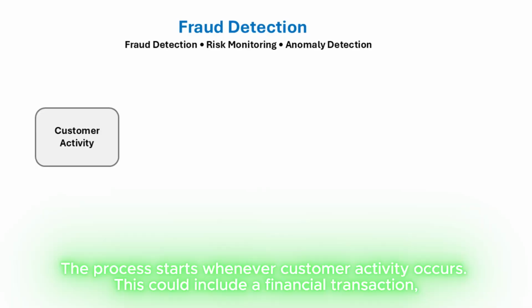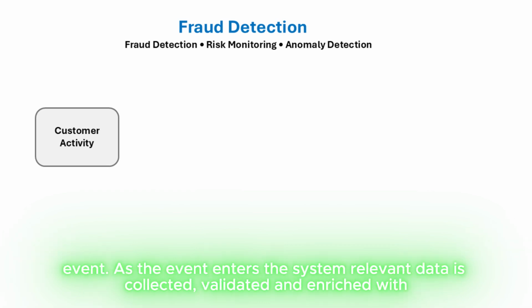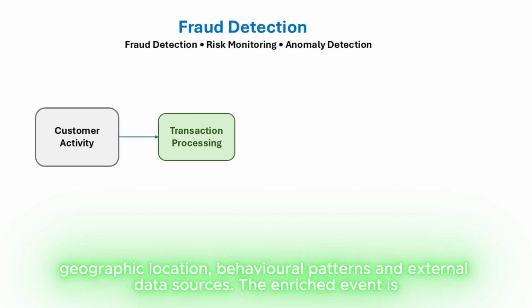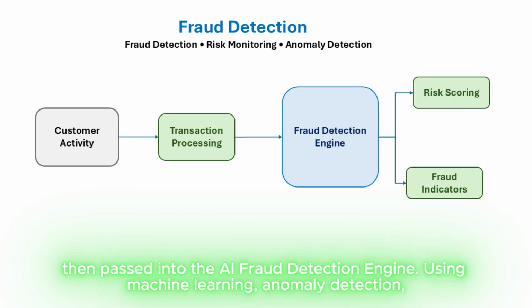The process starts whenever customer activity occurs. This could include a financial transaction, insurance claim submission, payment request, account update, loan application, or other business event. As the event enters the system, relevant data is collected, validated, and enriched with additional context. This may include customer history, transaction history, device information, geographic location, behavioral patterns, and external data sources. The enriched event is then passed into the AI fraud detection engine.